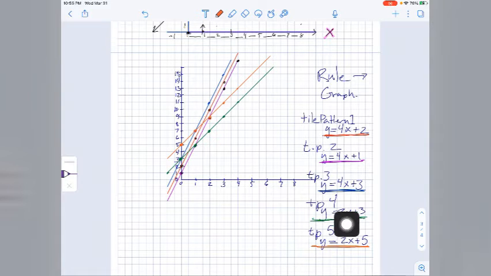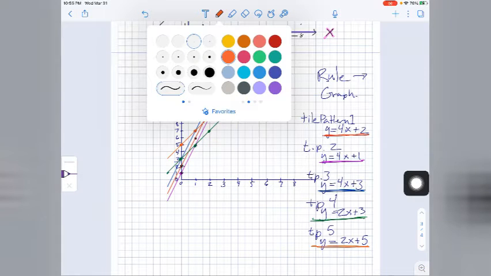And so we notice that that one is parallel with tile pattern 4. So let's look at all of these and see what is making these parallel and what's making them not parallel. So the first three, what do you notice about the first three that have the same slope? What do you notice about the rules for all of them?